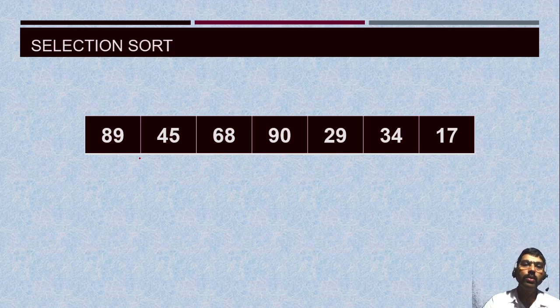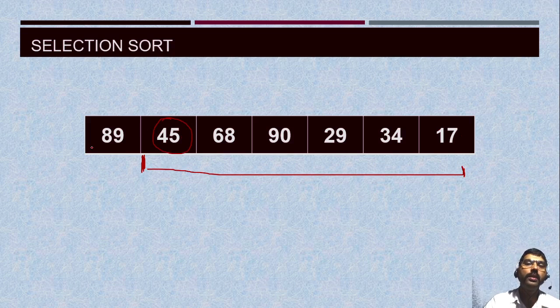In pass 2, we start from the second element up to here. We scan for the smallest element and exchange it with this element. The process continues for n minus 2 passes. We have to come from here to here, where the comparison will be done. This is called selection sort.